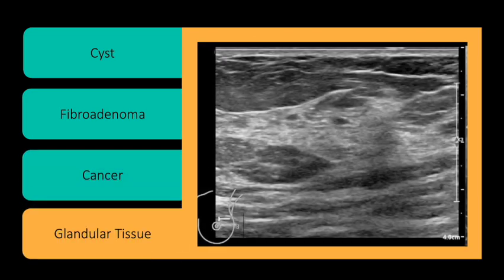Lastly, some areas of the breast may be dense with glandular tissue. In this case, a relatively homogeneous clump of hyperechoic glandular tissue is present, which may be palpable on the outside. But when we look at it with ultrasound, we don't see any distinct borders or spiculations or fluid collections. We don't see any shadowing or increased vascularity, all of which are reassuring findings.